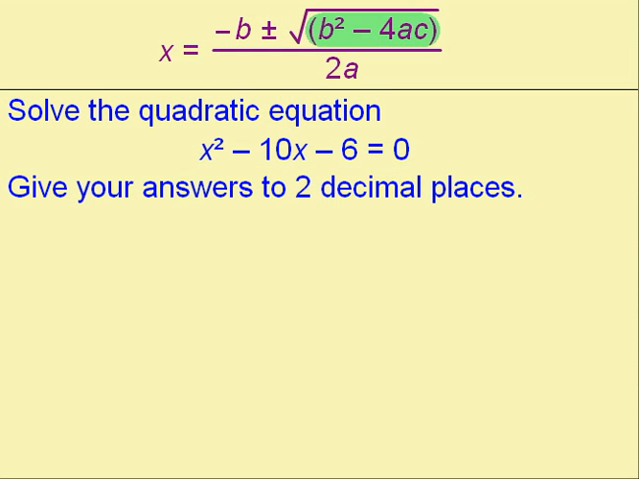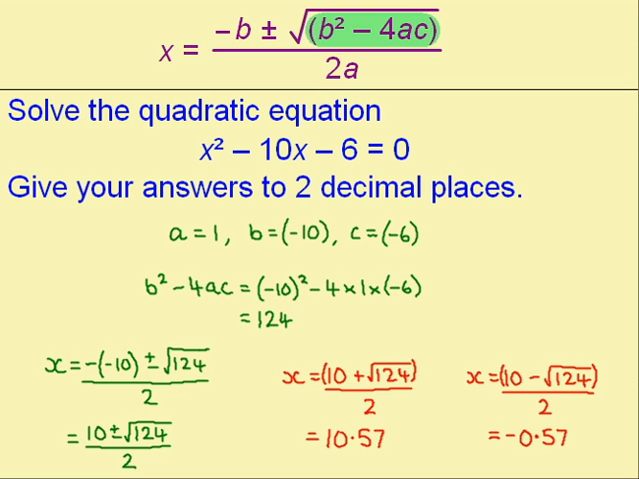Here's one of those for you to try. Press pause and have a go. When you're ready for the answers, press play. Here are the answers.